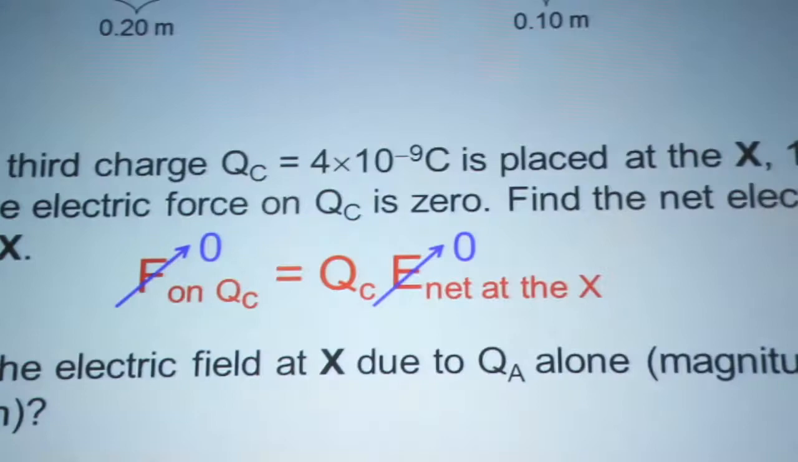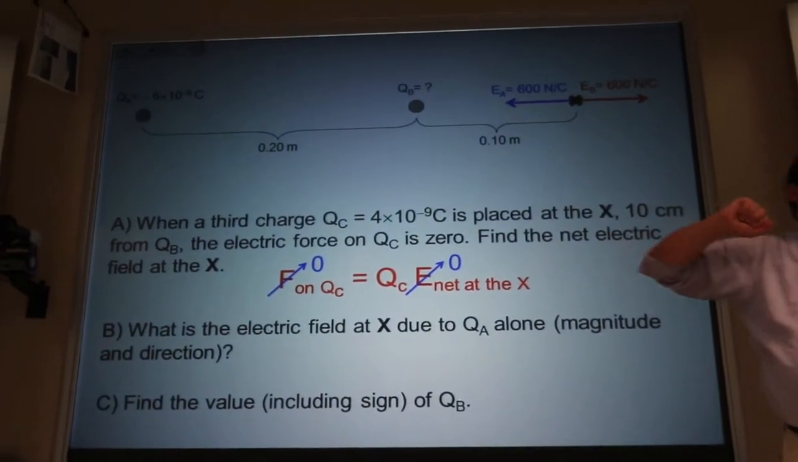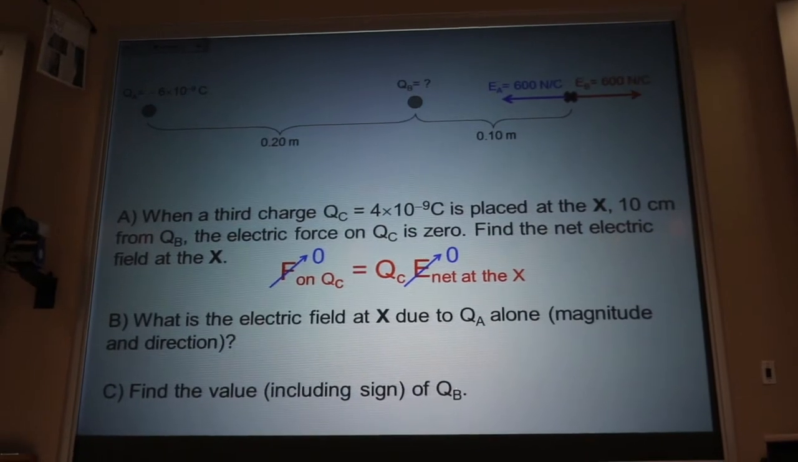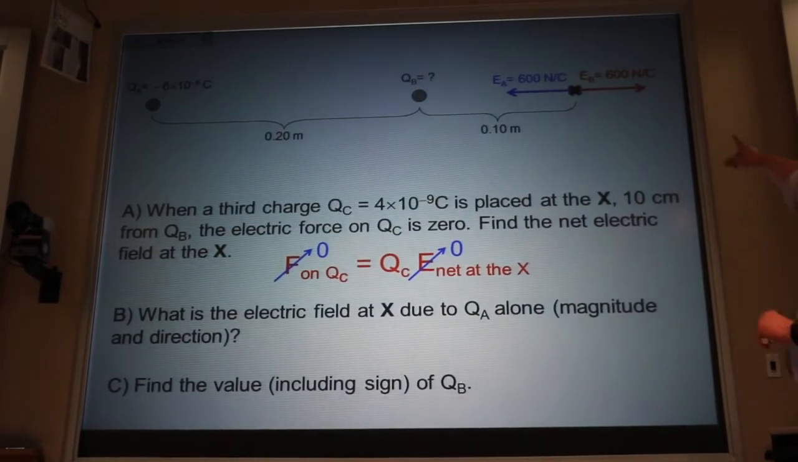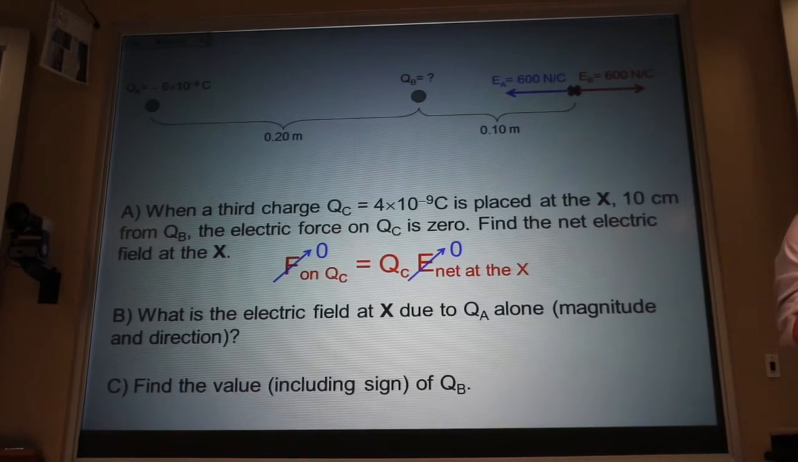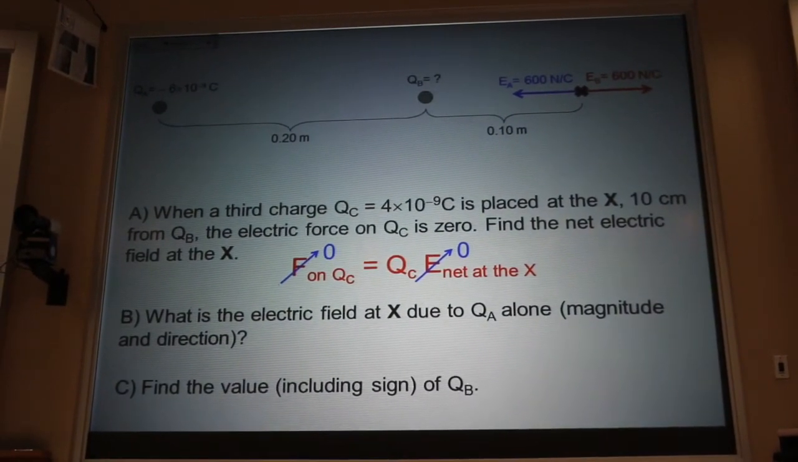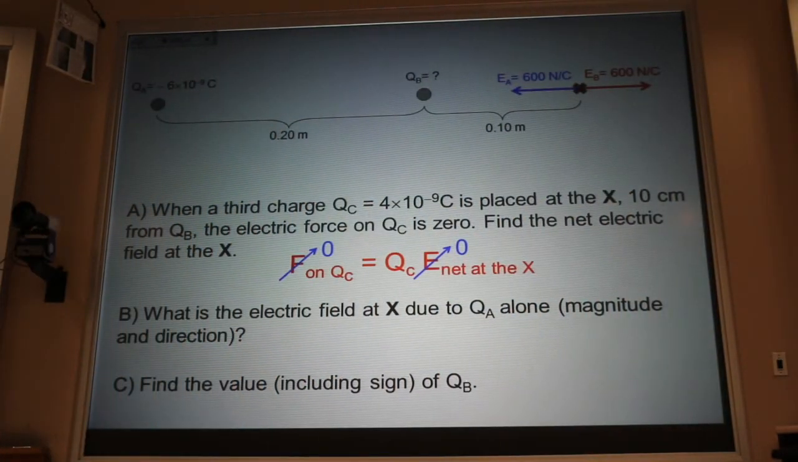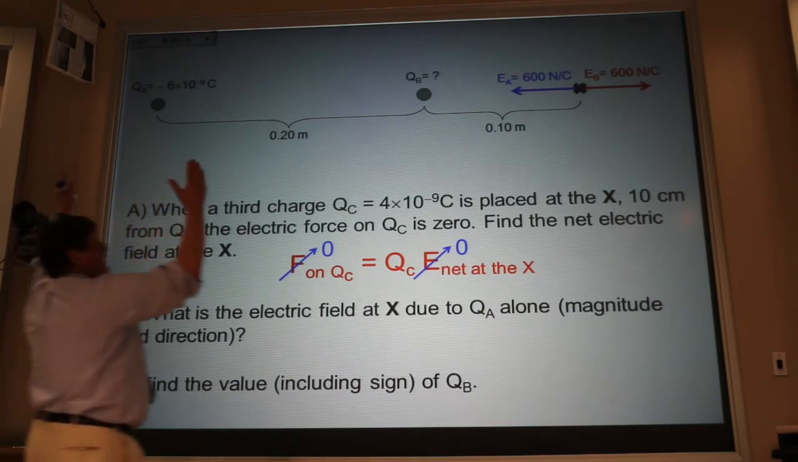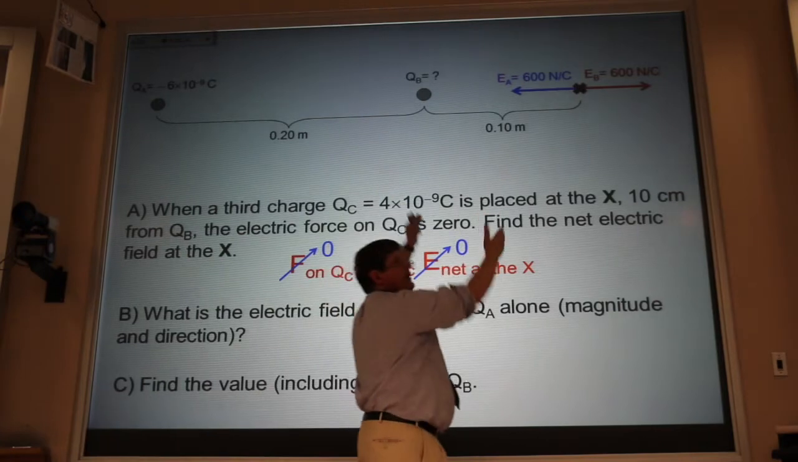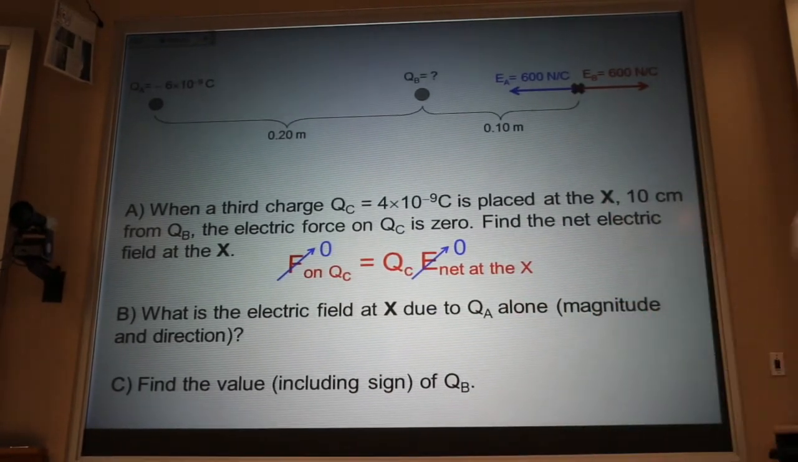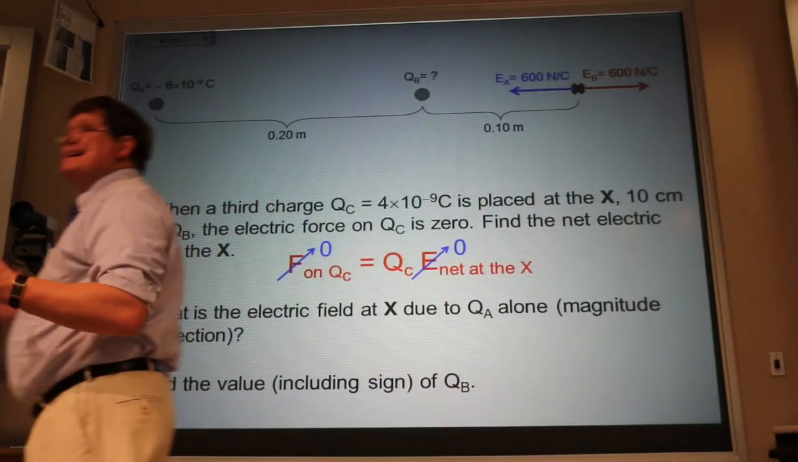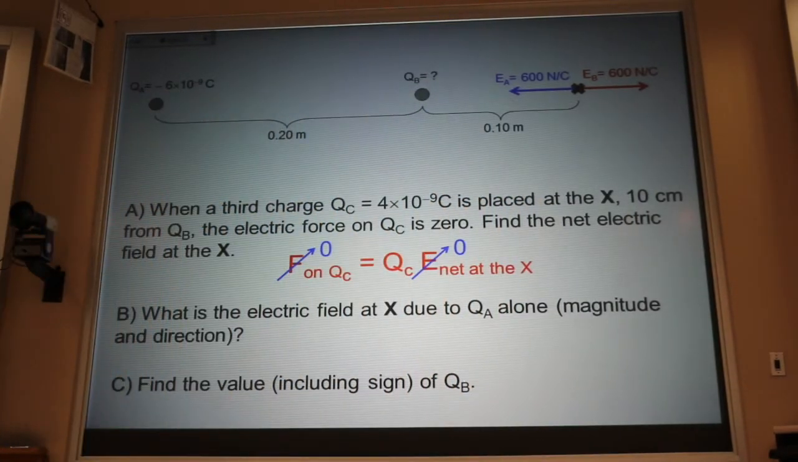Make believe for a moment that QB has the same magnitude charge as QA. They're the same size, one's negative, one's positive. These electric fields at the X wouldn't be balanced, would they? Because B, with the same size charge, is how much closer to the X? 0.1 meters closer. Yeah, this one is 30 centimeters. This one is 10 centimeters. It's 3 times closer. Now, because that field depends on 1 over r squared, 3 times closer is how much stronger? 9 times. 9 times.